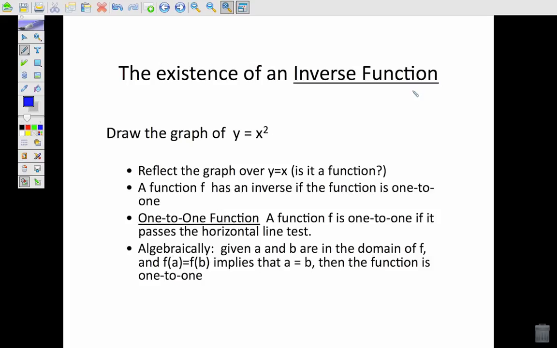First of all, you would have to have a function. Here's an example of a function, y equals x squared. Here's our parabola. This is a function. It passes the vertical line test. What we would want to do with this function is reflect the graph over y equals x. There's my line y equals x. So if I reflect it, it's going to look like this.